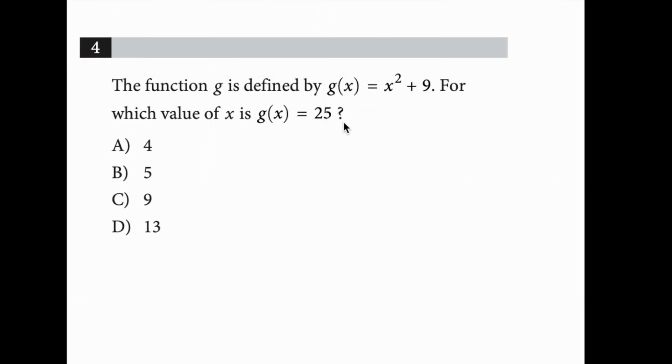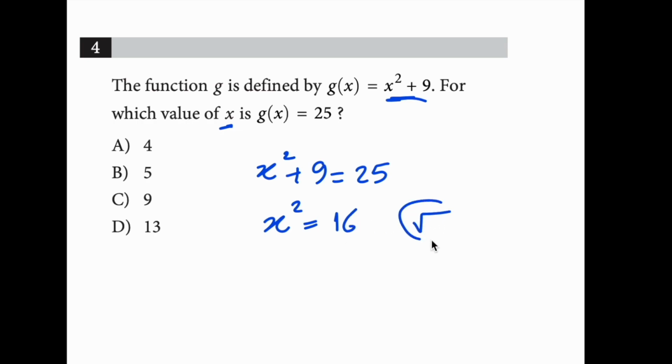G is defined by g of x equals x squared plus 9. For which value of x is g of x equal to 25? So we have the function x squared plus 9 equals 25. We want to find the value of x, which means we will subtract 9 from both sides. So x squared equals 25 minus 9, which equals 16. And take the square root of both sides. So x equals the square root of 16, or radical 16, which equals 4. So the answer is A.